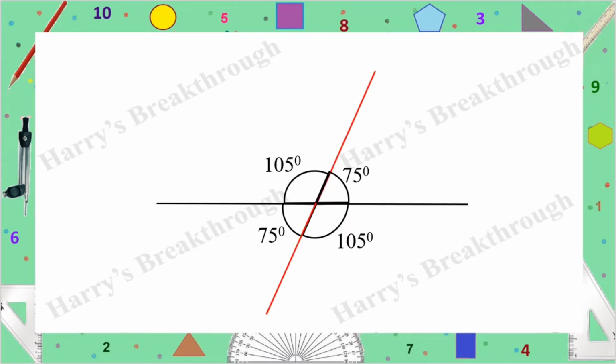So let's check one of our previous problems. Here we can see there are two lines cutting across each other, and the sum of adjacent angles is 180 degree. And also these opposite angles are equal. Here these opposite angles, that is 105 and 105, are equal. And here also is another pair of opposite angles. These two angles are also equal.